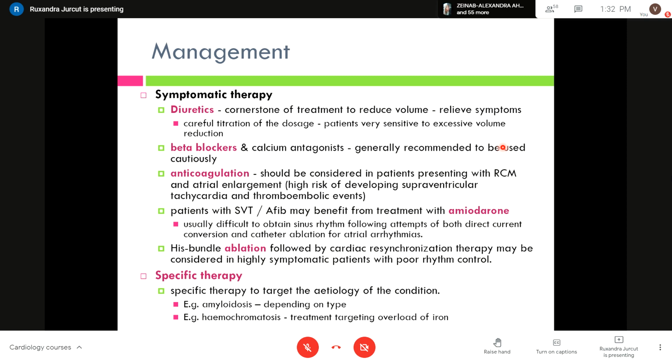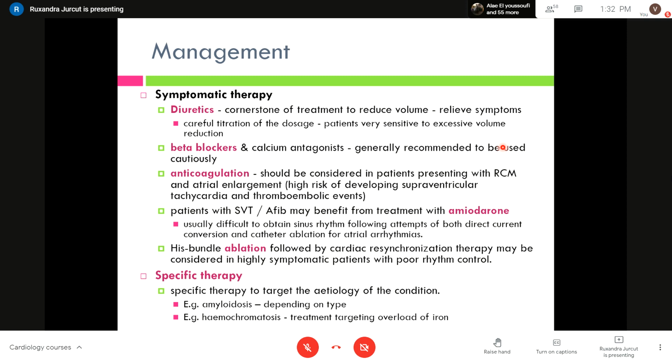As I said, there can be some underlying conditions like amyloidosis, and then you treat it according to the type of amyloid. Hemochromatosis, you treat it. Hemochromatosis is the effect of iron overload. The previous students, the students which were on our floor before Christmas, were lucky to see a very rare cause of hemochromatosis.